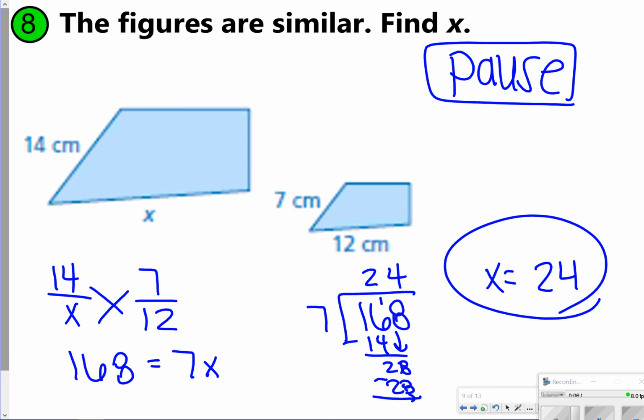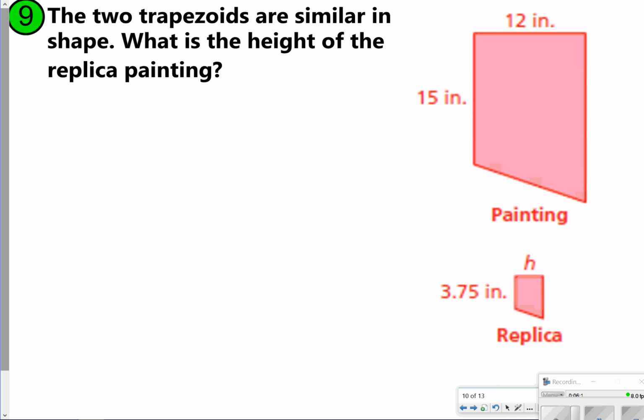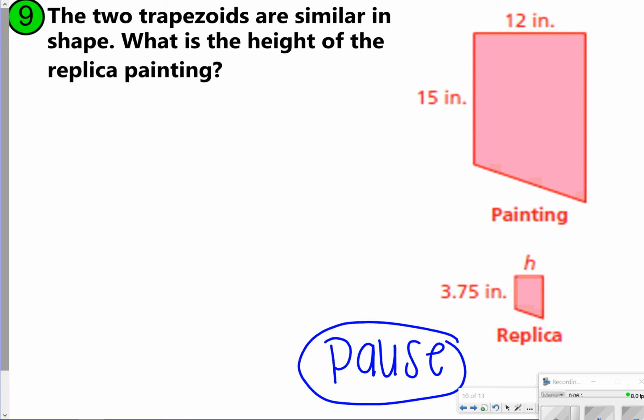Okay? Another thing too, notice how 7 increases to 14. It was 7 times 2, so 12 times 2 will also give you your x. Last one, let's go ahead and try this one. Again, similar figures, solving for missing sides. Let's go ahead and pause the video now so you can try it, and once you're done, click play.